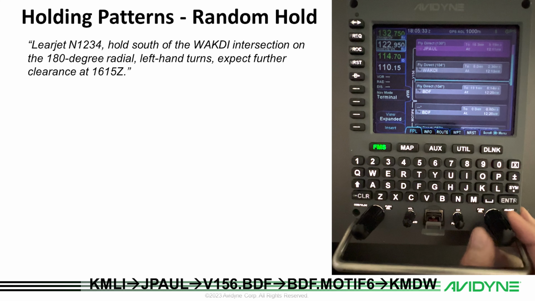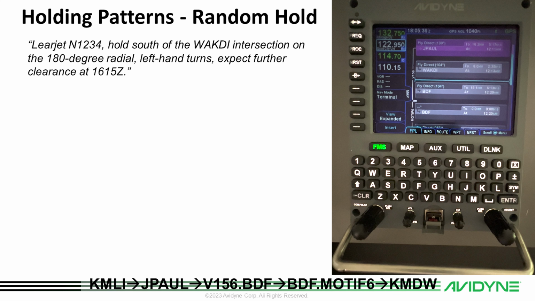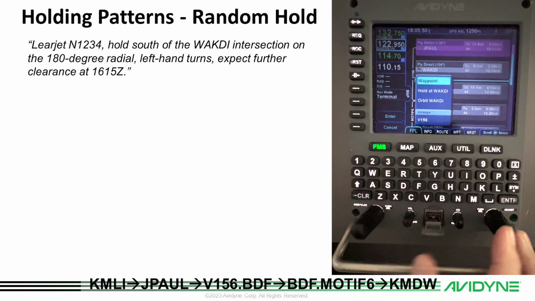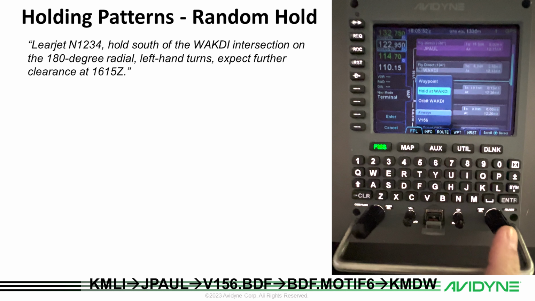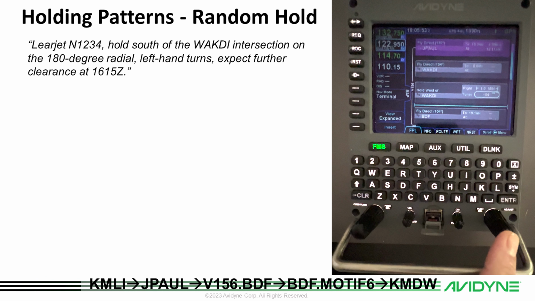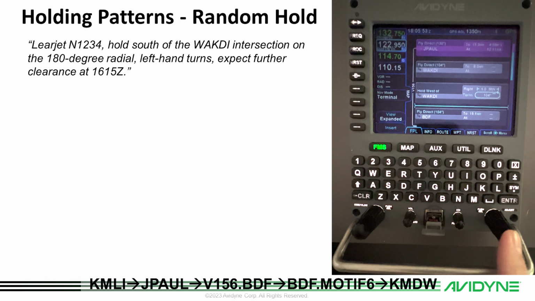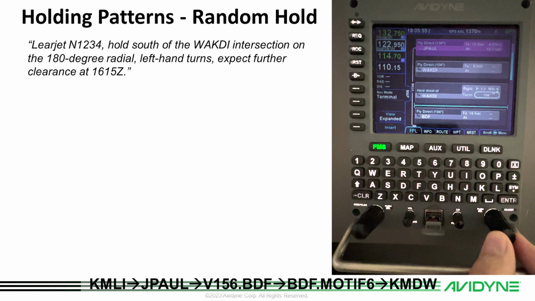Simply place the cursor after Wakti, the waypoint where you want to hold, push the FMS knob or hit enter to bring up the FMS menu. Scroll or touch hold at Wakti and press enter or push the FMS knob again to confirm. A new hold waypoint has been added to the flight plan. This holding pattern is west of Wakti on the 103-degree course, which is the 283-degree radial, and that's because that is an unpublished hold, so Atlas defaults to standard right turns and 1-minute legs along the course that defines the flight plan leg of that waypoint.